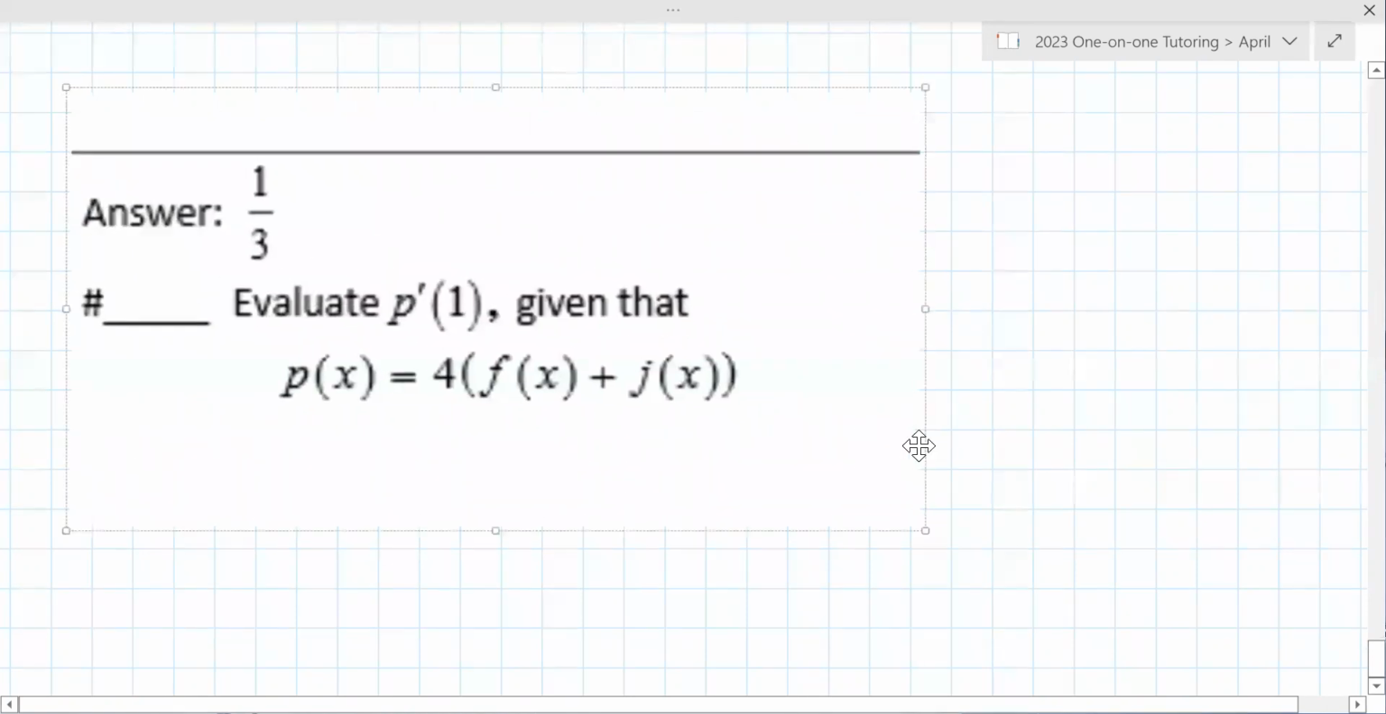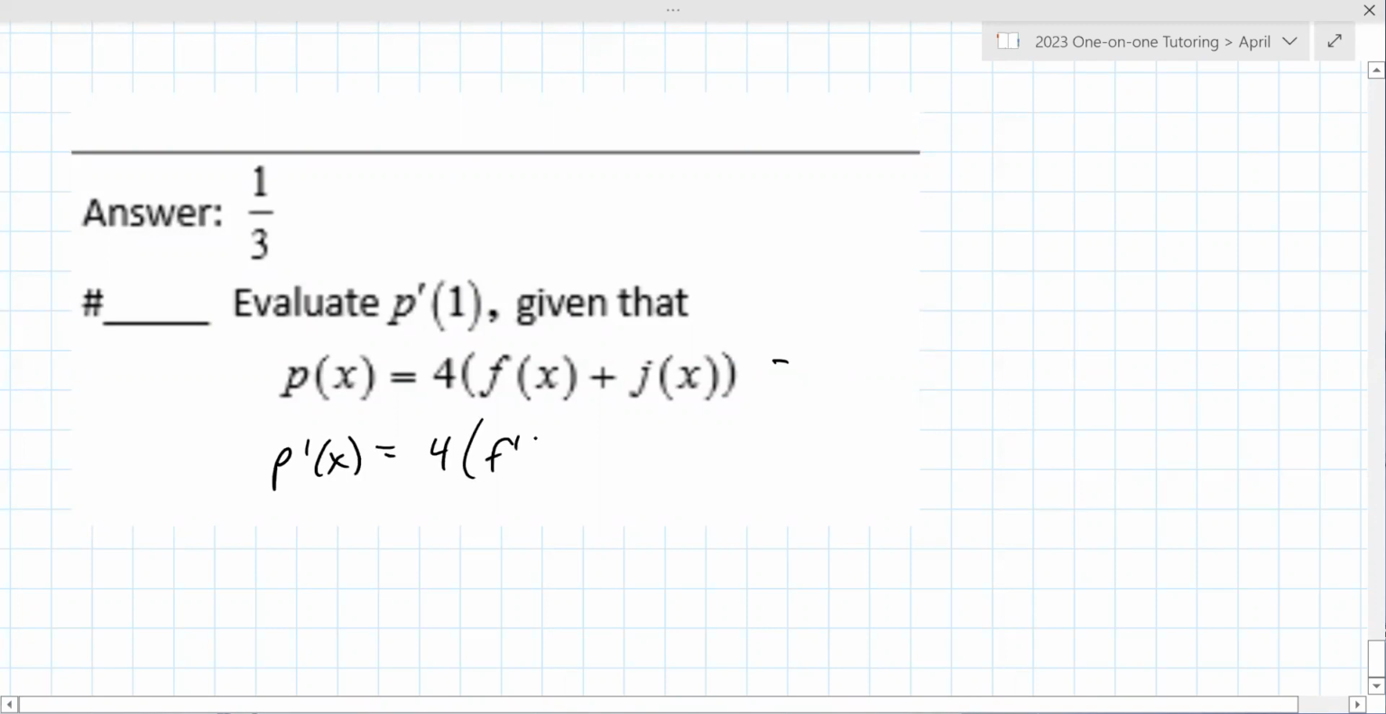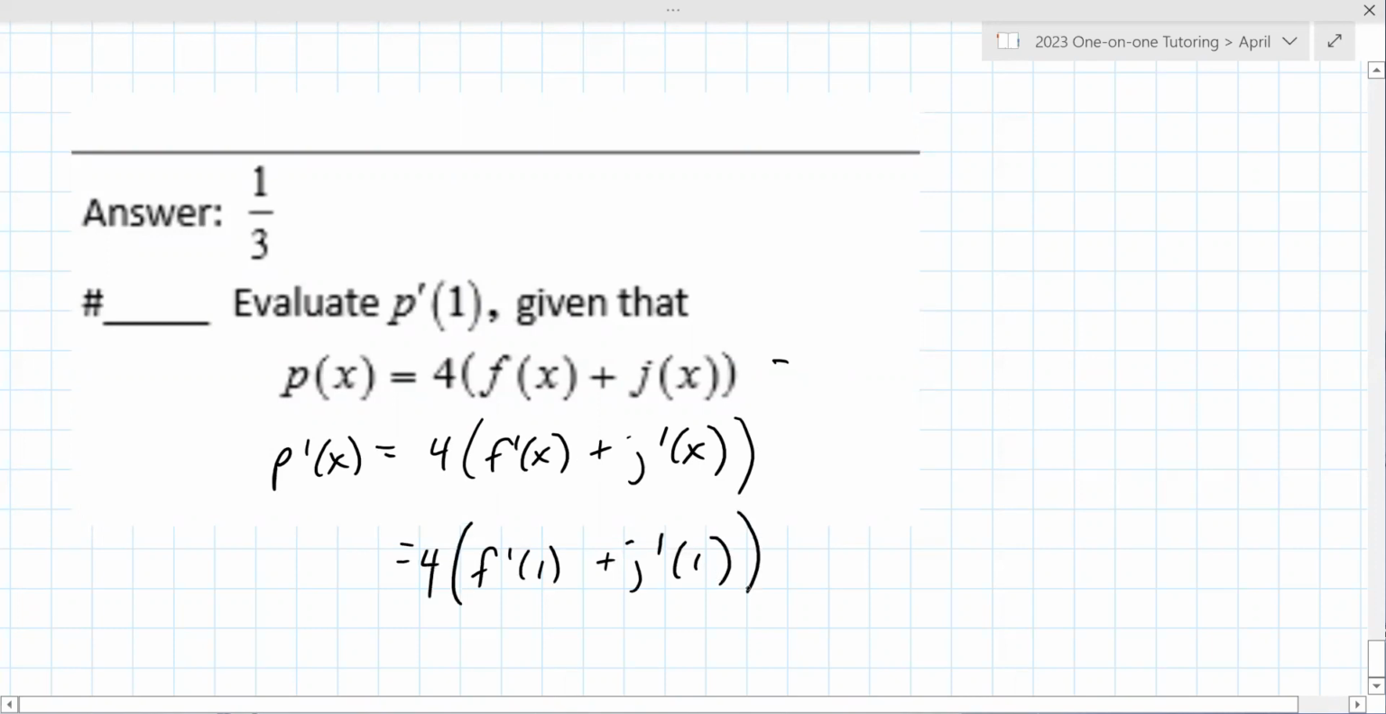All right. So again, maybe simplify a couple. You could simplify the derivative here though, it is 4 times f prime of x plus j prime of x. So we want f prime of 1 plus j prime of 1, and then multiply it by 4.